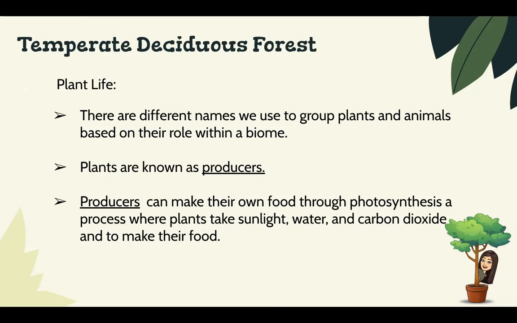Do any of you know what a producer or consumer is? Plants are known as producers. They're called producers because they produce their own food. They can make their food through photosynthesis, which is a process where they use things like water, sunlight, and carbon dioxide to make their own food.